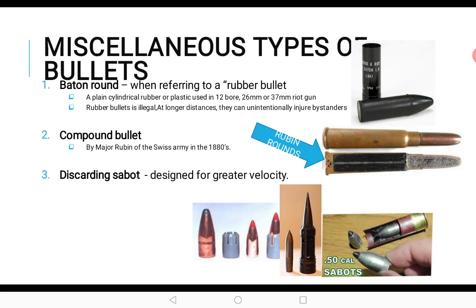Okay, another, we have discarding sabots. Okay, discarding sabots, that is a type of bullet that is designed for greater velocity. It has a ball covered with light metal which separates when fired. Yung Remington arms, meron silang a version nito. They have their own version of discarding sabots, and they call this one accelerating bullet or accelerator bullet.